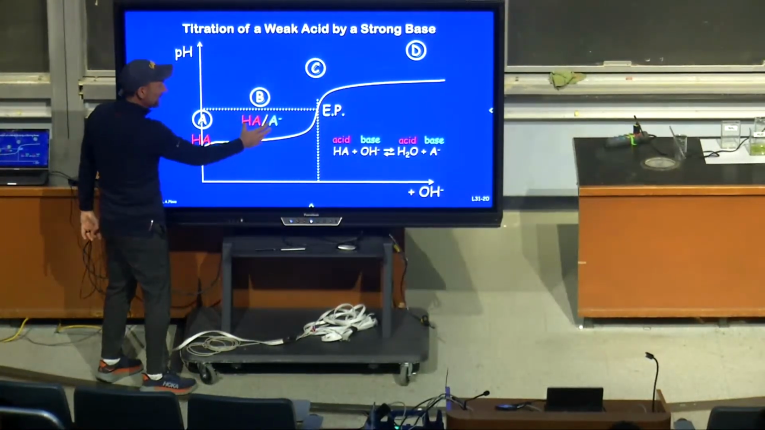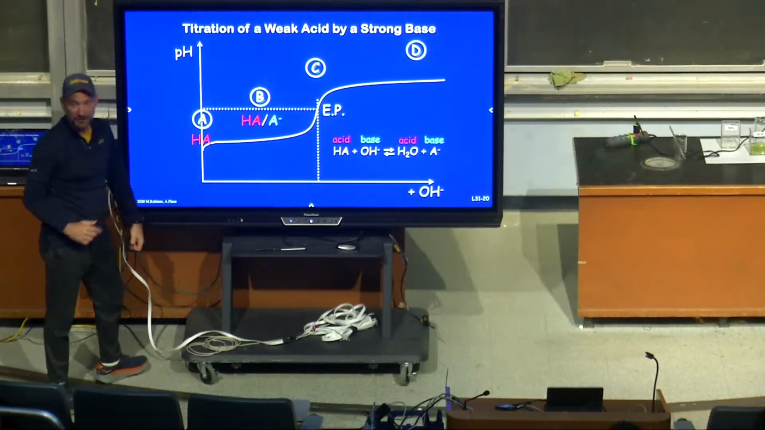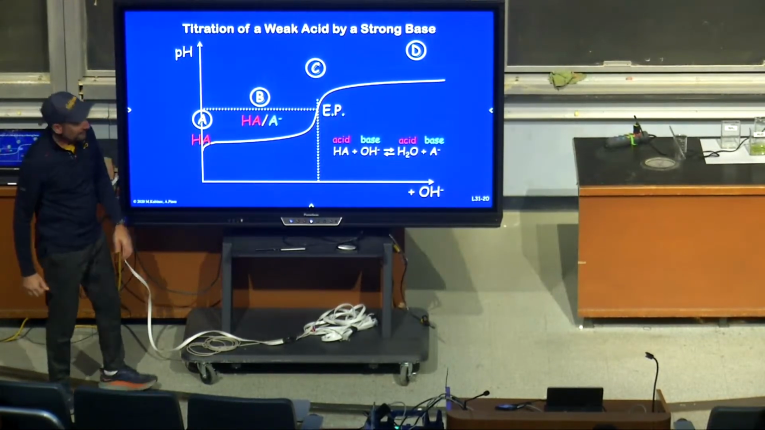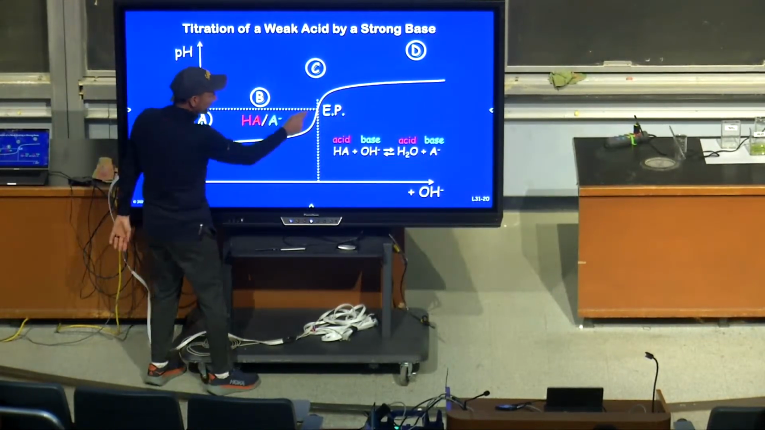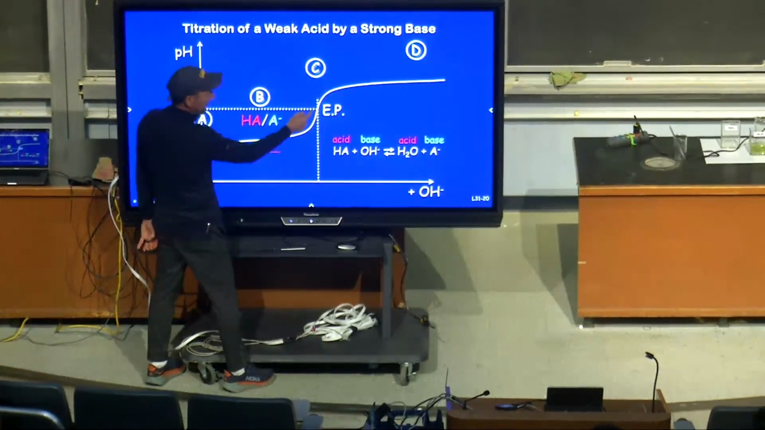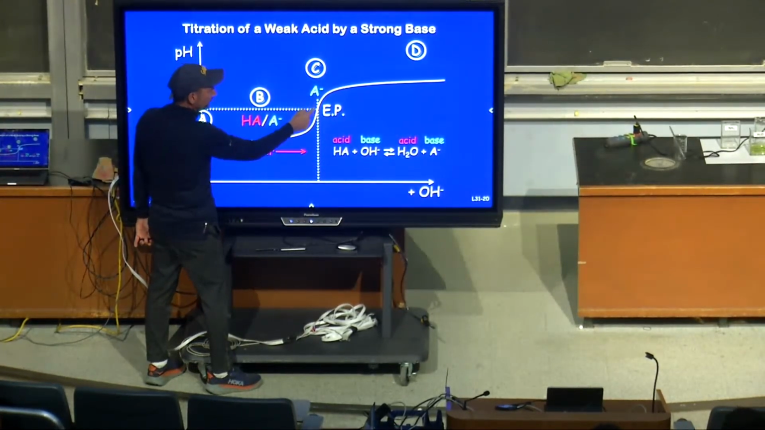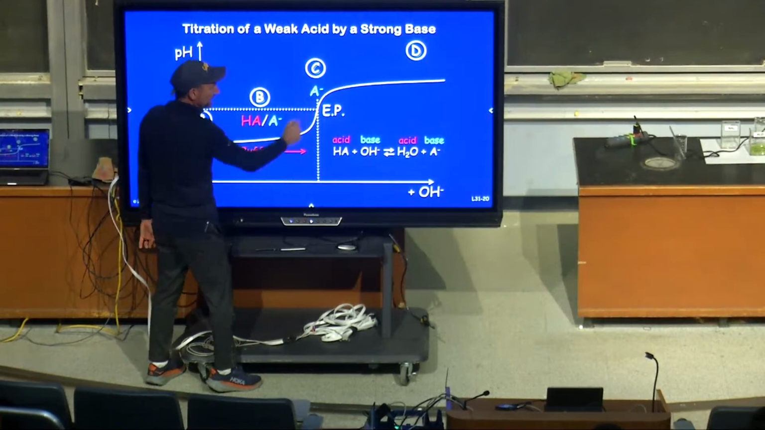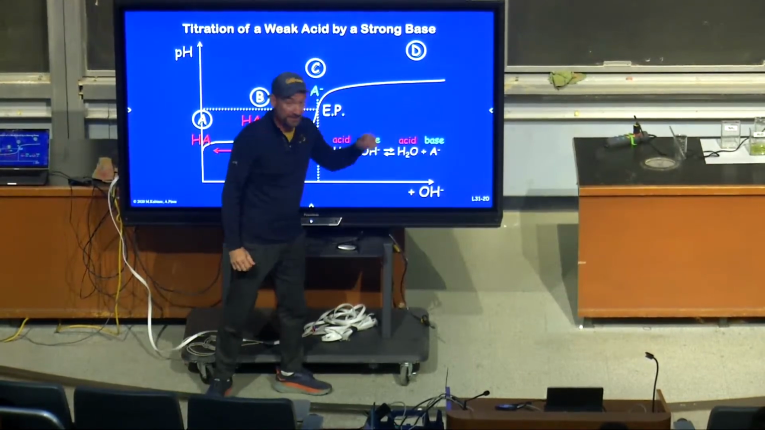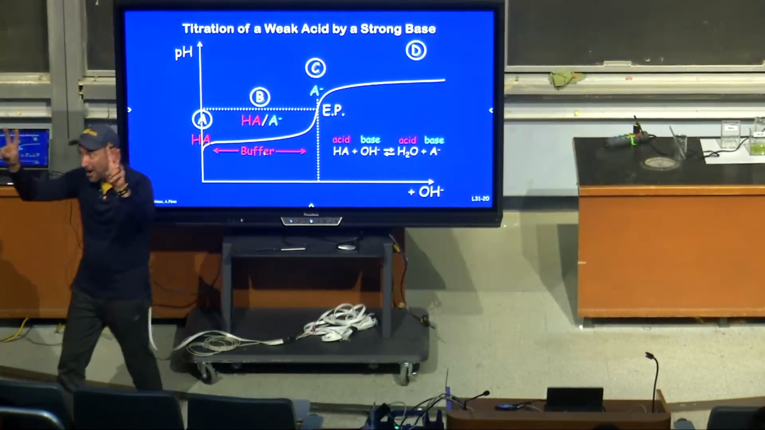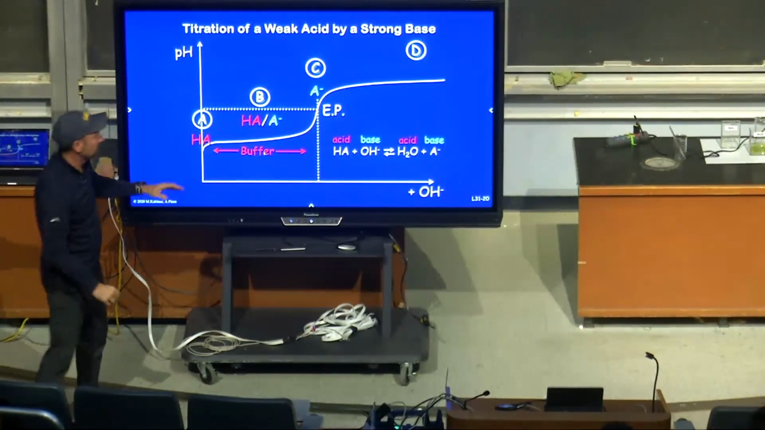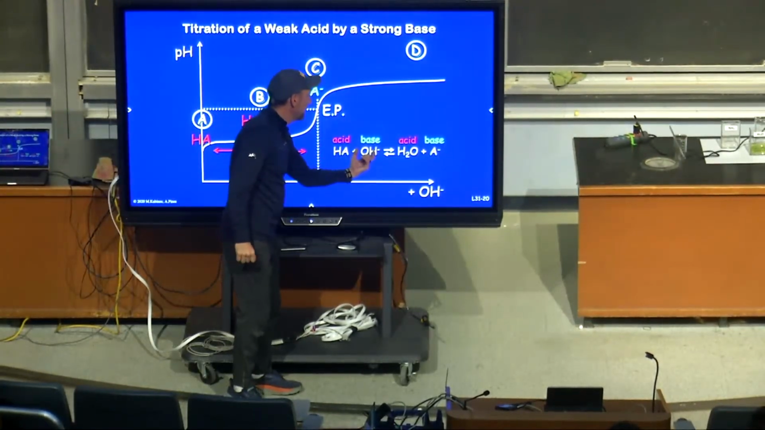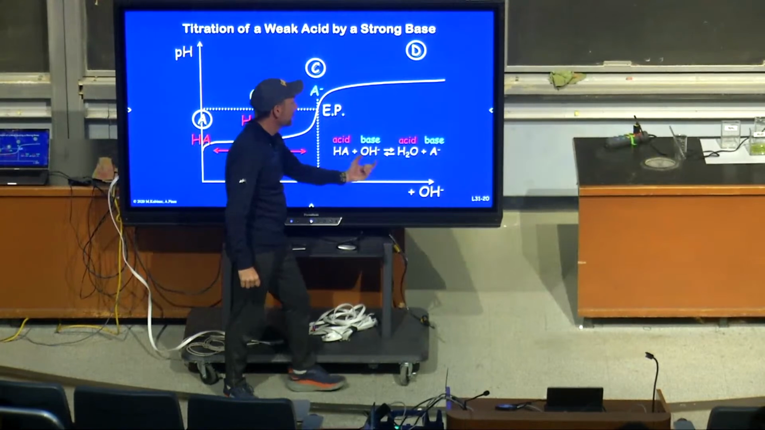So in region B, you have a mixture of the two ions. And then as you keep going, of course, you'll use up all of the HA. And when you get to this point C, it'll be all A minus. Now remember, all is relative. You will have added enough base to use up all your acid.